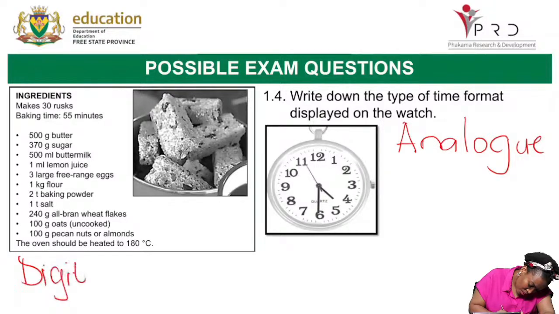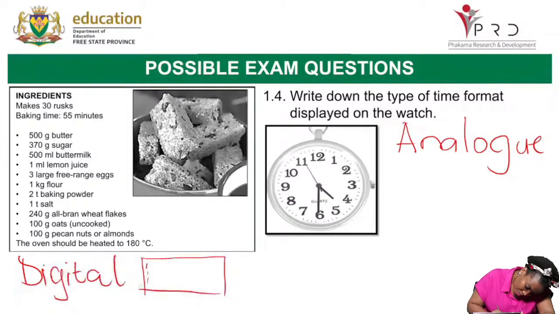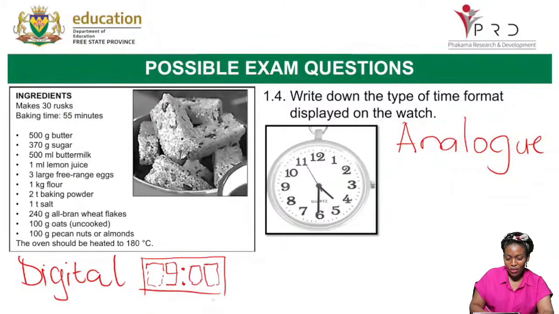So how would you spot the digital? The digital would normally be given like this. It's not in a clock format. Let's say maybe it was 9 o'clock. It would be like this. So this would be your digital, and this one that is using a clock would be your analog.